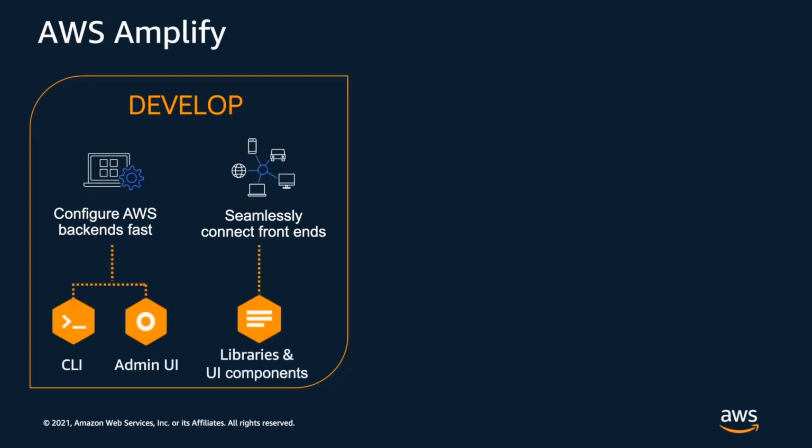And the way that it works is you can deploy the backend of your application a couple of ways. You can use the CLI for that, which is what we're going to do in the next section here when I jump back into the code. Or you can use the admin UI. You can just go to a console, very user-friendly, start building your components, and then start developing on top of them. It also has a set of libraries and UI components that we're going to be using today to connect our front end to our backend built in AWS via AWS Amplify.